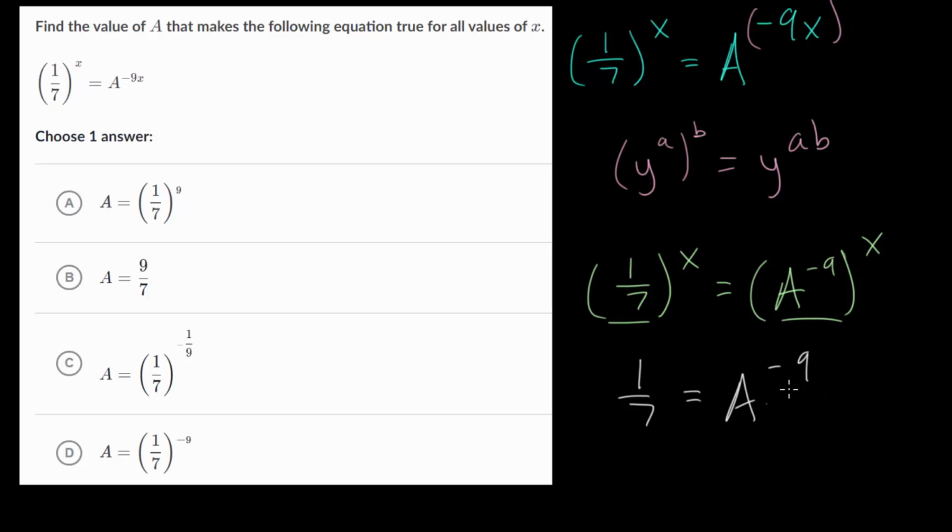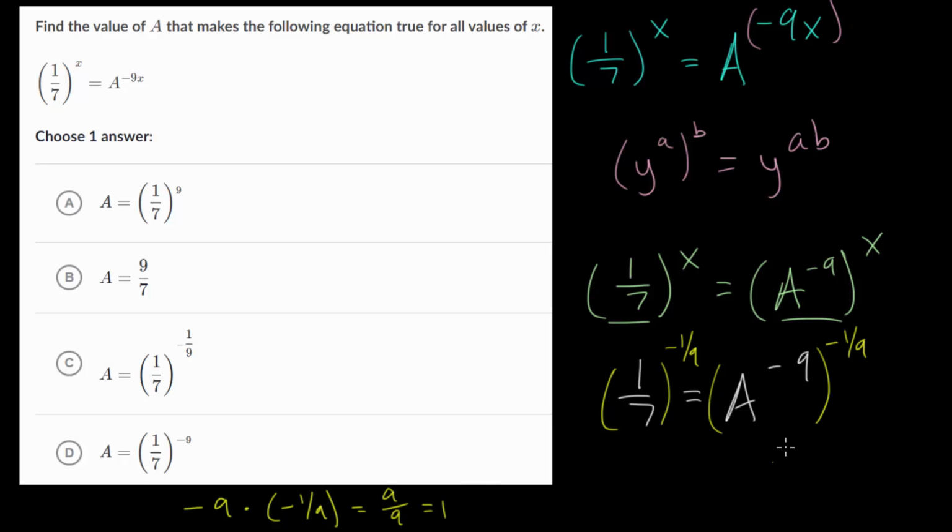Now, to actually solve for a, we need to essentially cancel out this exponent of minus 9. So we can again use this rule. If we raise each side of this equation to the minus 1/9 power, we can cancel out this negative 9 as our exponent. Since notice that if we take minus 9 and we multiply by minus 1/9, the negatives cancel. So we just get 9 over 9, which is 1. And so we would just end up with a to the first power here.